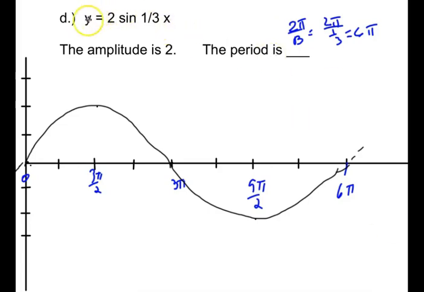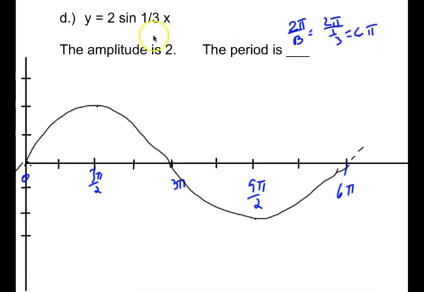So now I have y is equal to 2 times the sine of 1/3 x. So my amplitude is 2. My period is 2 pi divided by b, which is 2 pi divided by 1/3. And when I flip and multiply, I get a period of 6 pi.